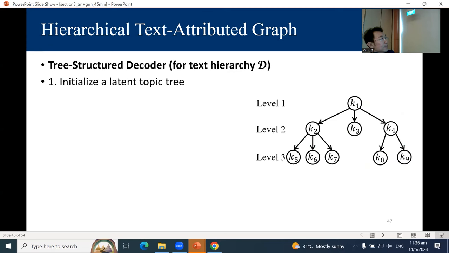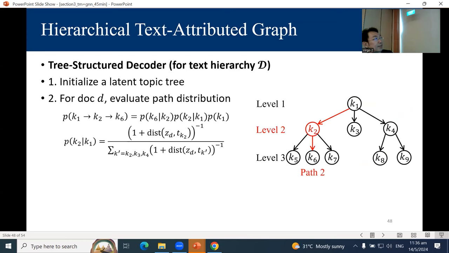One of the things that we try to model is this notion of the topic tree. So we initialize the tree, let's say three levels, and each one has a certain number of children and so on. Each one of them is a topic, so they will have their own topic embedding. To model which topic it is that you're going to have, we see what is the probability of a path? A path is going all the way from the root to the leaf. So let's say this is path 2: k1, k2, k6, right?